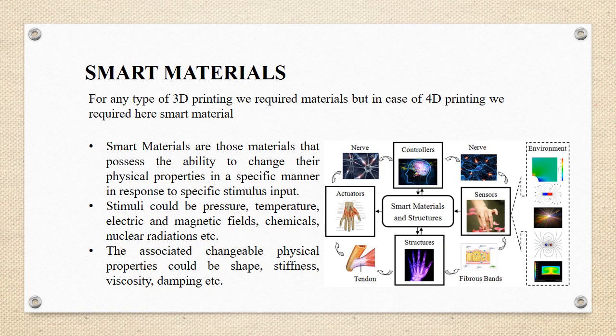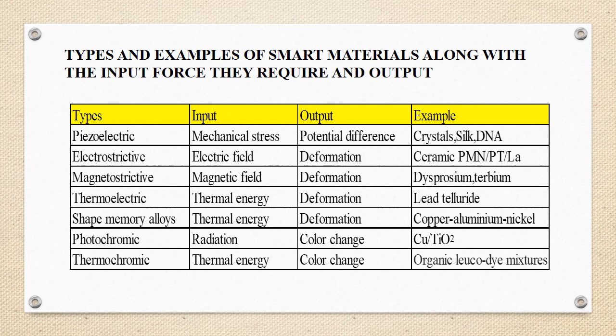In simple words, if we provide external energy such as pressure, temperature, electric, magnetic field and others, then we can show changes in their shape, stiffness, viscosity and others. Now we will take examples of smart materials and their types, their input force and their required output. In piezoelectric material, we require input mechanical stresses and the output is potential difference.